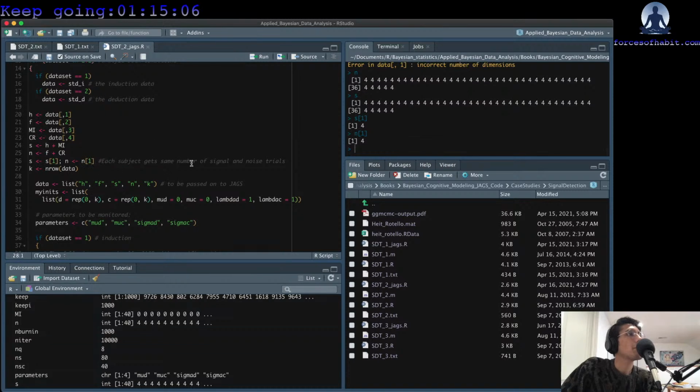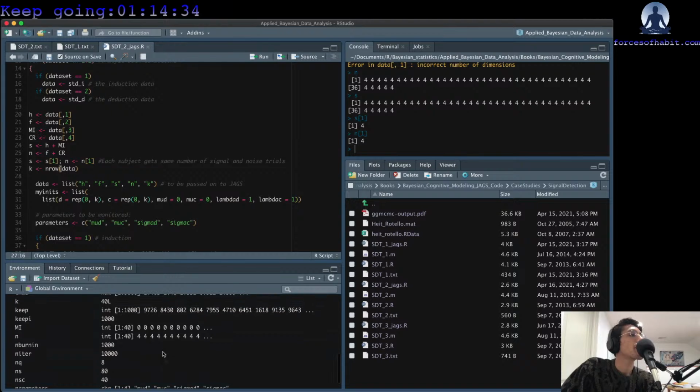Since each subject has the same number of signal and noise trials, as demonstrated here, instead of having this vector, we just assign a scalar value. There's no point in using a vector of length 40. This gives us the number of data items, which is 40 for each of the two induction and deduction data sets.